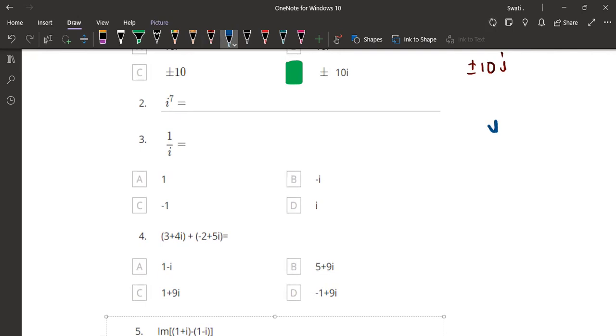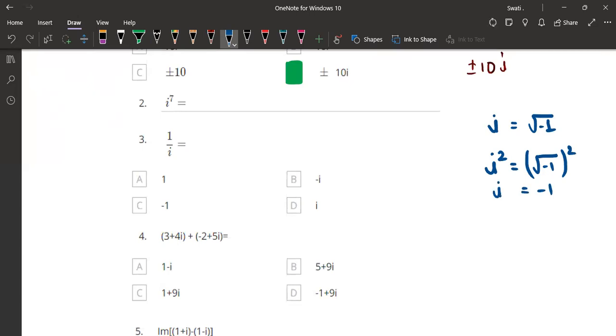So let me tell you that i is root over minus 1, right? We know that. What will be i square? Whatever is the value of i, that is root over minus 1, we have a square on that. The square and root will get cancelled, so it is minus 1. So the value of i square is minus 1.